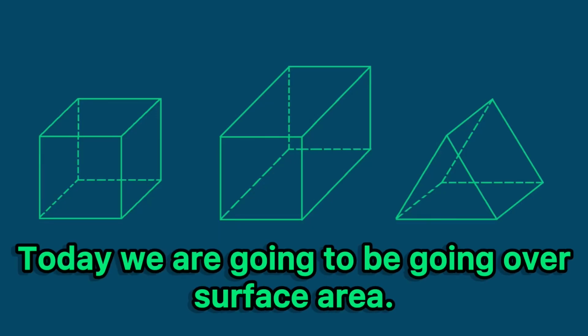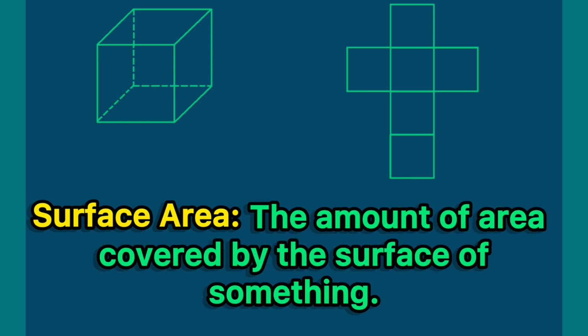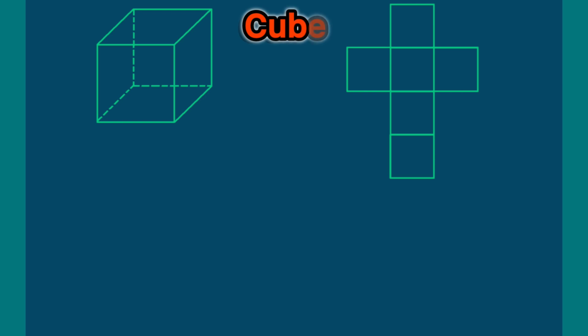Today we are going to be going over surface area. To start, the definition of surface area is the amount of area covered by the surface of something. We will begin with an example of a cube's surface area.